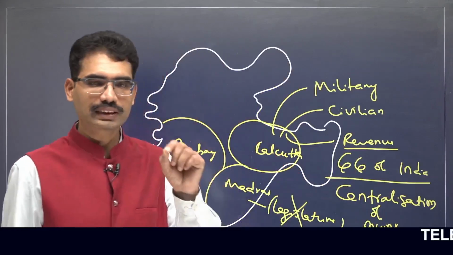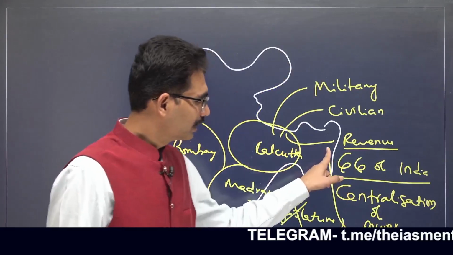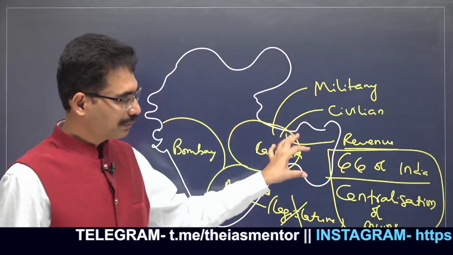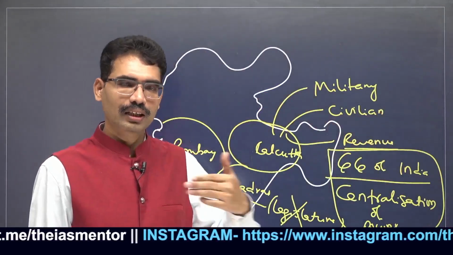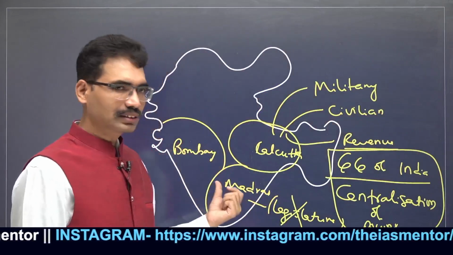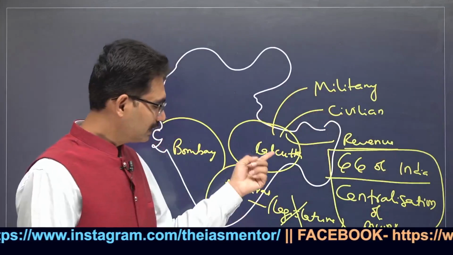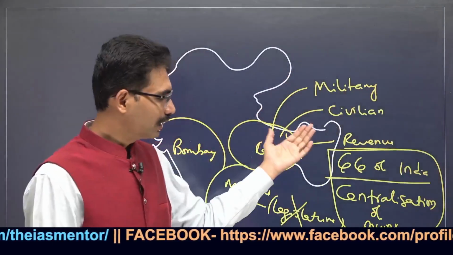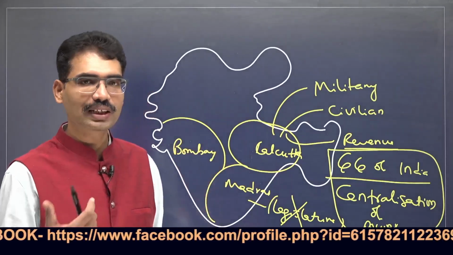So 1833 Act laid foundation for centralization of power. They have deprived the powers of provinces also and kept every power in the hands of Governor General of India. Naturally, they are going to resist, but for now, Governor General is supreme. And this decentralization will take place after some time, gradually, after 1857 revolt, they are going to give powers back. That is why today we have federal system.